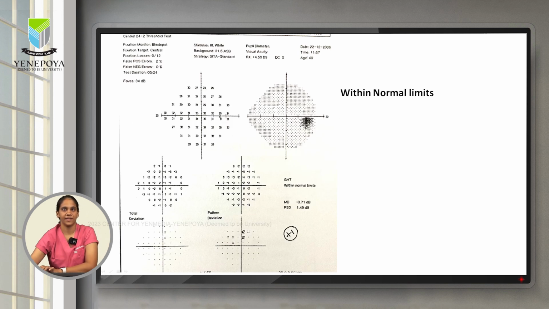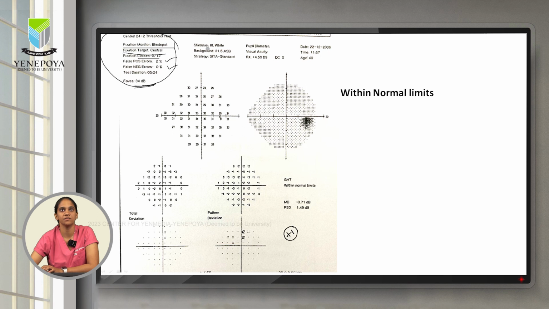Okay, so let's interpret this one. First, I've blocked out the patient data. Your fixation monitor blind spot is on, your fixation target is central, there are 0 fixation losses, which is very good. False positive errors is 2%, which is good. False negative is 0%. So that means, first thing, reliable. Foveal reflex also is good. Foveal threshold is also good, 34 decibels. All of this is done.